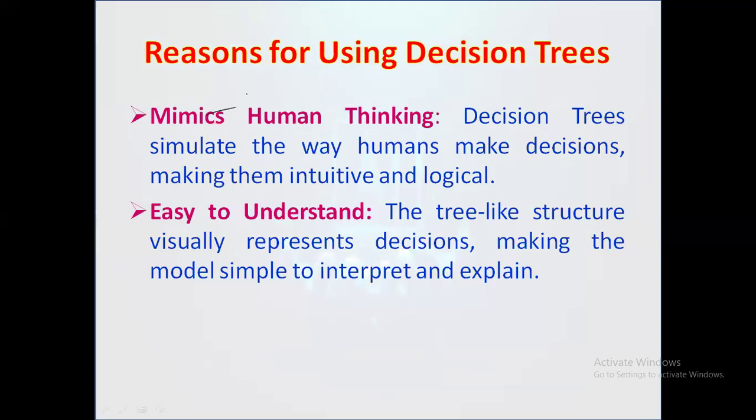And why do we have to use decision trees? They mimic human thinking. That means decision trees simulate the way humans make decisions, making them intuitive and logical. Without emotions, whatever a man can do, the machines are able to do. So that is why we call it mimicking human thinking, and we are easily able to understand it. The tree-like structure visually represents decisions, making the model simple to interpret and explain. So visualization always makes things easy to understand.